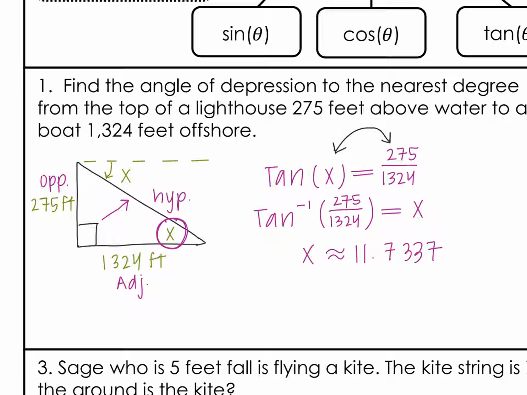Okay, so key thing here is making sure that we are rounding to what they did ask. And so if I look back up here, I noticed that they did say the nearest degree, which is just going to be the nearest whole number. Okay, so here I'm going to look at that 7. And so because that is 5 or more, I'm going to round up. And so my final answer is going to be X is equal to 12 degrees.